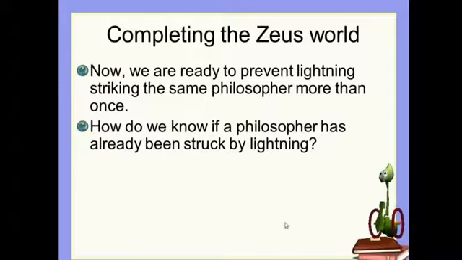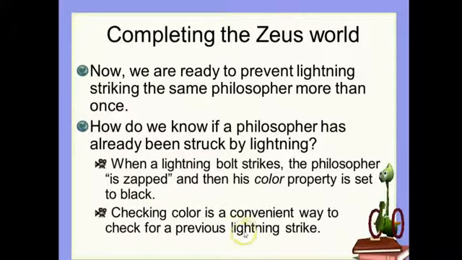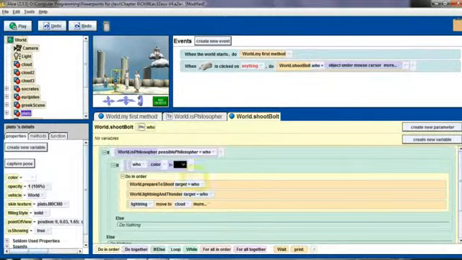And the question is, how do we know if a philosopher has already been struck by lightning? Well, his color property was set to black. So the question we're going to ask is, is he black? And if he's black, then we're not going to hit him again. That's actually not as hard as it sounds. Okay, so let me show you the new code for shoot bolt. Not only is it if you ask about which philosopher it is, but if the philosopher's color is not black, then you shoot them, otherwise you do nothing.